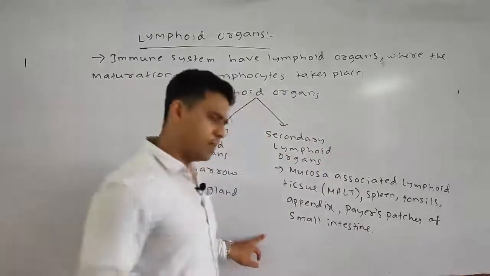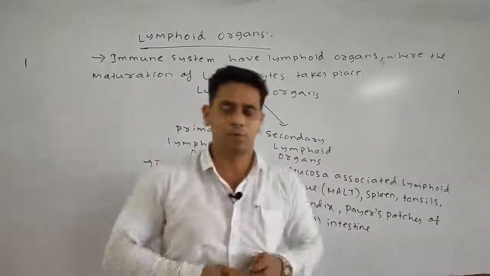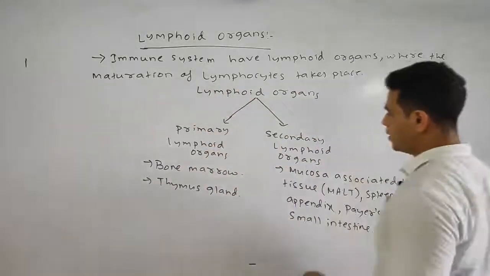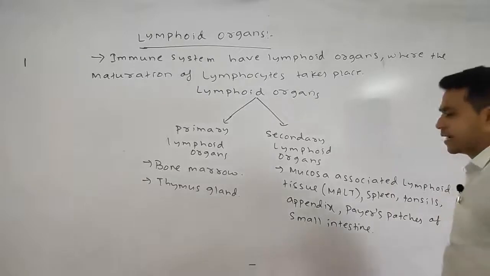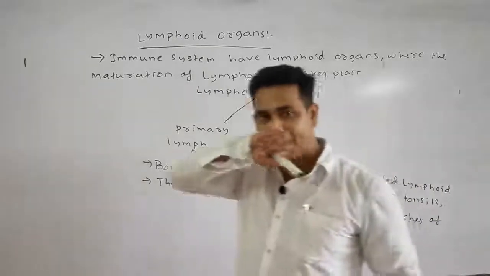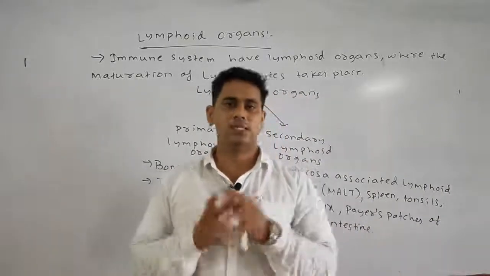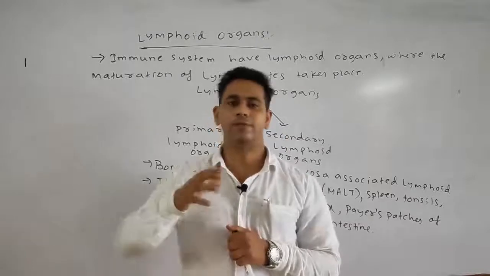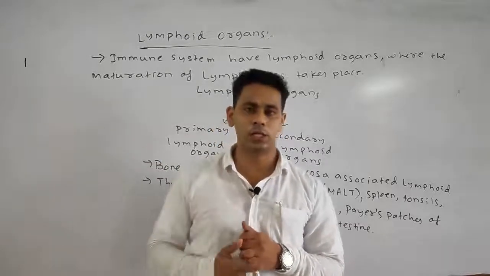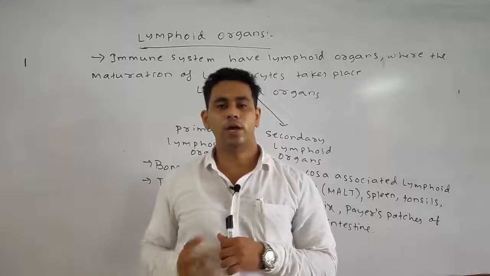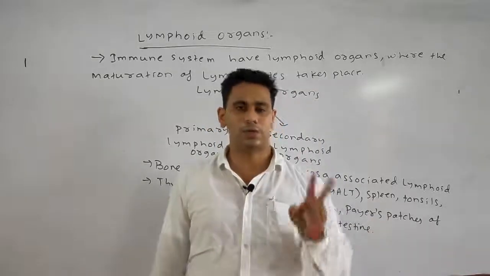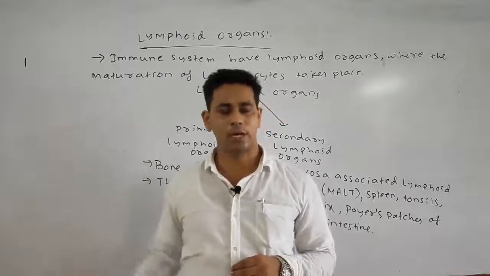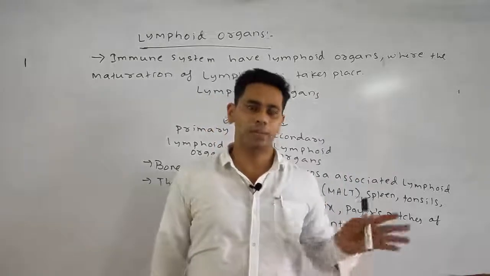So basically the lymphocytes are formed in the primary organs, but maturation also takes place in the secondary lymphoid organs. So lymphoid organs means what? The immune system has various organs, lymphoid organs, in which the maturity of the lymphocytes takes place. The lymphoid organs are of two types: primary lymphoid organs and secondary lymphoid organs.